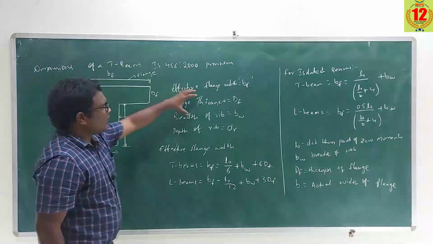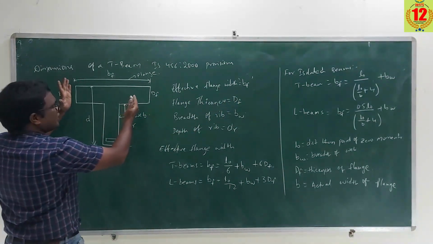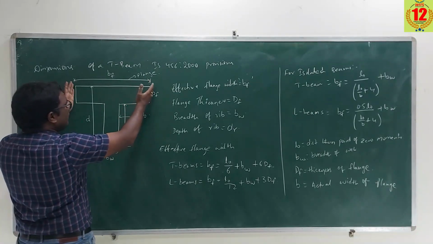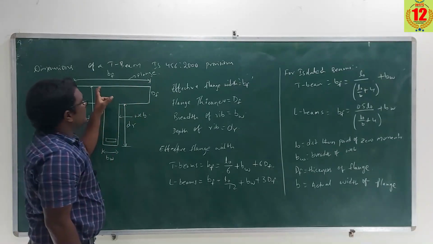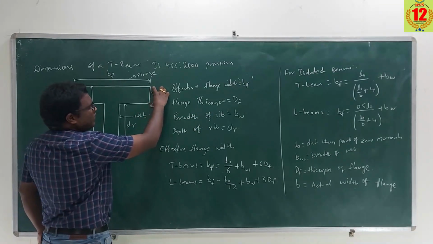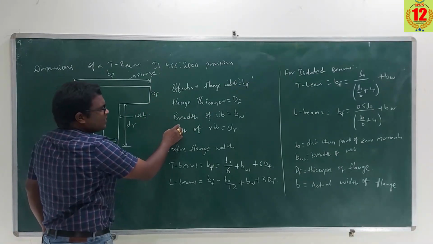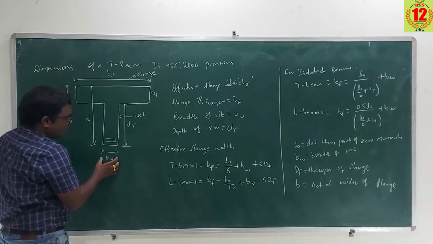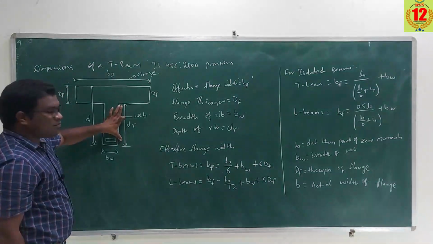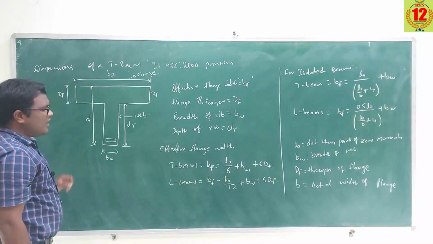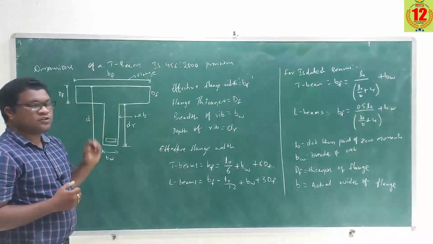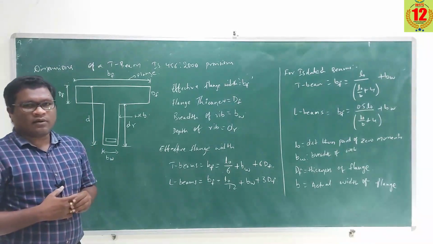Effective flange width, meaning the width from outer to outer of the top of the beam, is denoted by BF. Next, flange thickness, this part, is DF. Next, breadth of the rib, BW. Next, depth of the rib, represented by DR. And next, we have to calculate the effective flange width so that the beam can resist the loads acting on it.